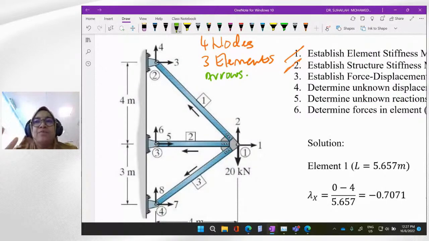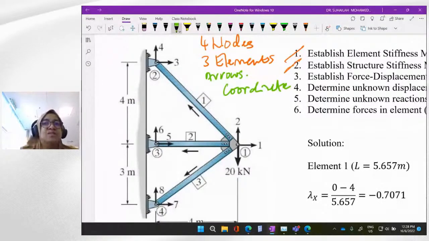Number four, the arrow. We have actually five important things that we need to put in the diagram. We call this the free body diagram for the stiffness matrix method. Besides these three, we have to have the coordinate. All this I have explained in my previous video. This is just revised back a little bit.